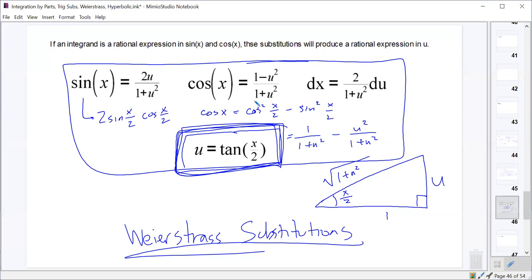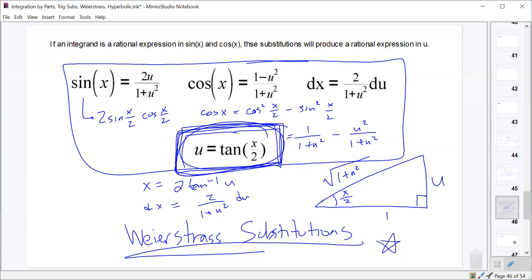And how do we find dx? Well, if u is tangent of x over 2, then that means that x is equal to 2 inverse tangent u, isn't it? If I just take the inverse tangent of both sides of that and multiply by 2 and take the derivative, dx should be 2 over 1 plus u squared du. And so there's where your sine x, your cosine x, and your dx come from. They all come from u equals tangent of x over 2 and using a little bit of right triangle trig.